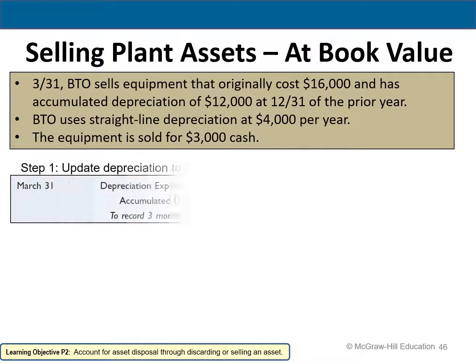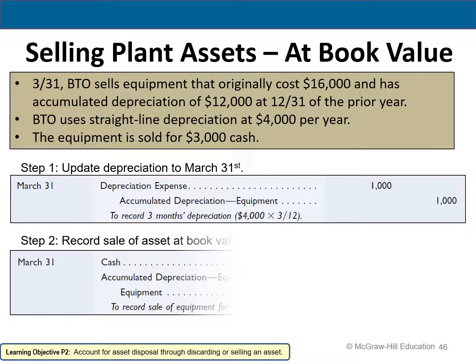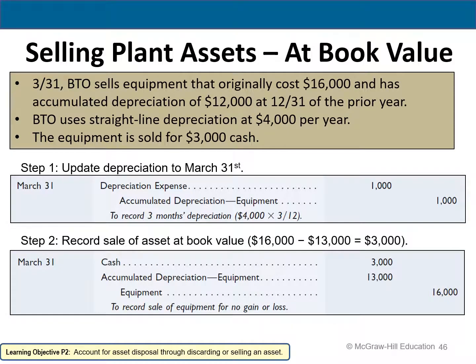So let's say we sell a plant asset at our book value. On 3/31, BTO sells equipment that originally cost $16,000, has accumulated depreciation of $12,000 at 12/31 of the prior year. They use straight line depreciation at $4,000 per year. The equipment is sold for $3,000 cash. So on 3/31 they sell it. It had accumulated depreciation updated through 12/31 of the prior year, which was $12,000.